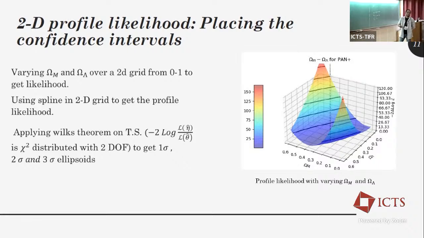So I used Wilks theorem to place the confidence interval, and for this I used the profile likelihood. I varied omega m and omega lambda over a 2D grid from 0 to 1, and used a spline to get the profile likelihood. Using Wilks theorem on the test statistic, minus 2 log of the likelihood ratio, which is chi-square distributed with 2 degrees of freedom, I get the 1 sigma, 2 sigma, and 3 sigma confidence ellipsoids.